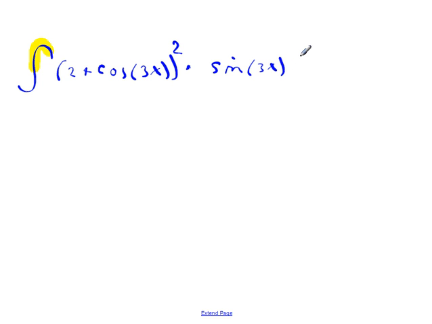Yes, dx. Okay, well, what do we want to call the inner function? I think it makes sense that this is our inner function. So g of x equals 2 plus cosine of 3x.